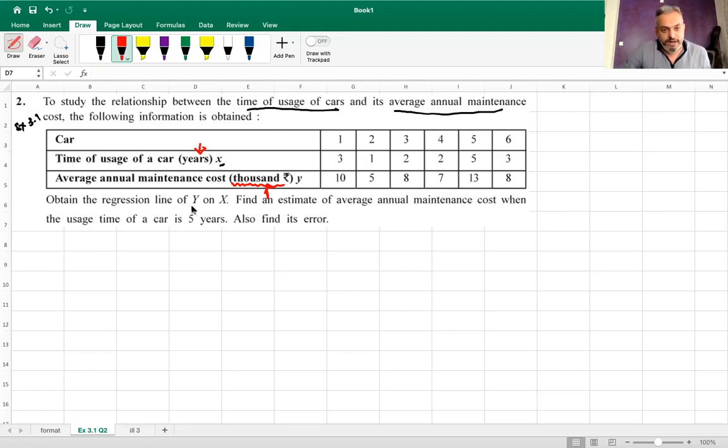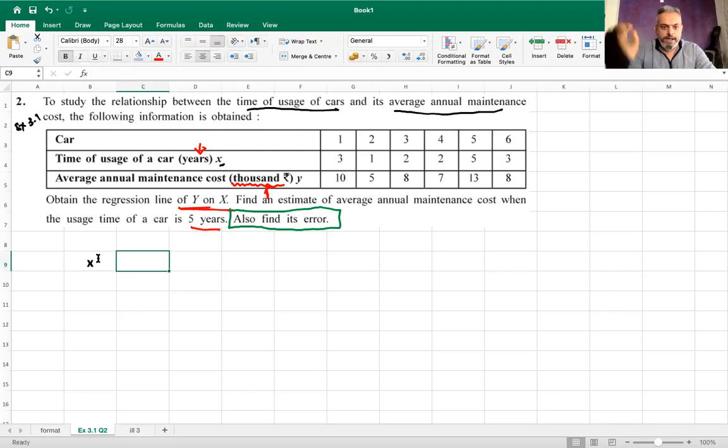Obtain the regression line of Y on X. Find an estimate of average annual maintenance cost when the usage time of car is 5 years. Also, find its error. So, very important, this is a new point. We'll see later on. Now, first, let's write the sum. See what formula we have to apply over here.